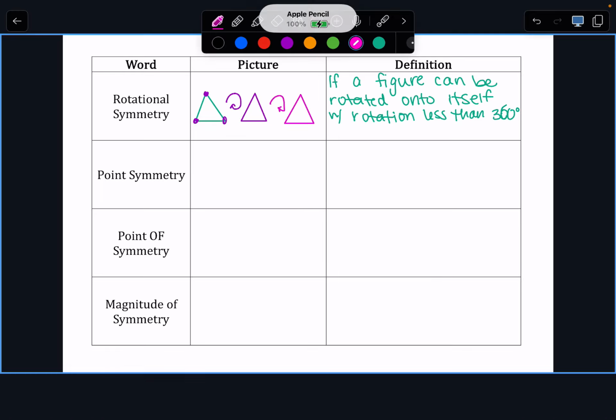Okay, so we looked at an equilateral triangle in our discovery warm-up.